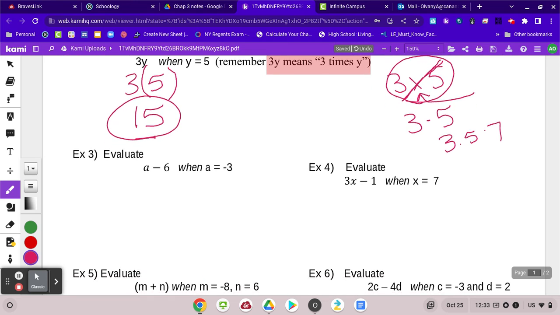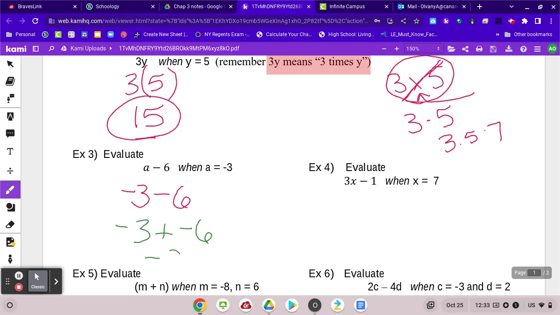Example 3, we're going to do a minus 6 when a is negative 3. Be careful here because when you plug in, make sure that's a negative 3 and you have minus 6. Remember that when you're subtracting, you need to keep change. So this becomes negative 3 plus negative 6, always working down, no equal signs in there, negative 9. Circle your final answer.